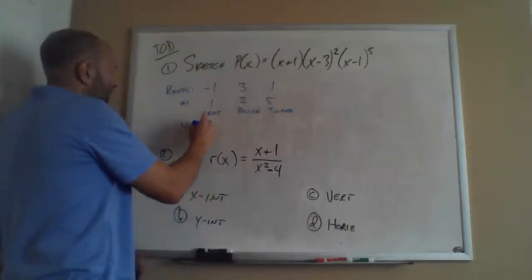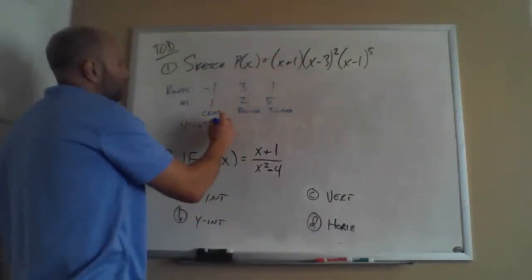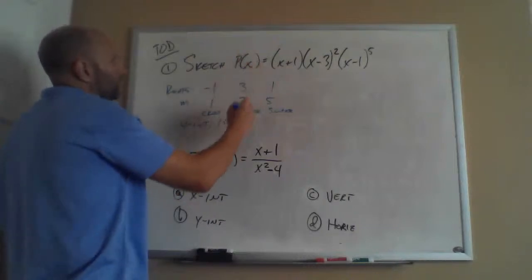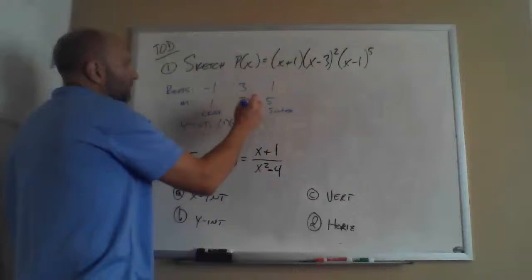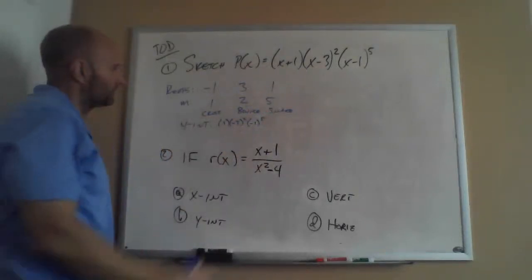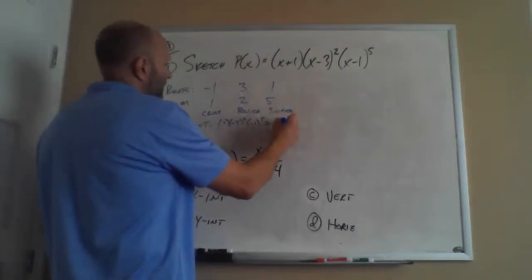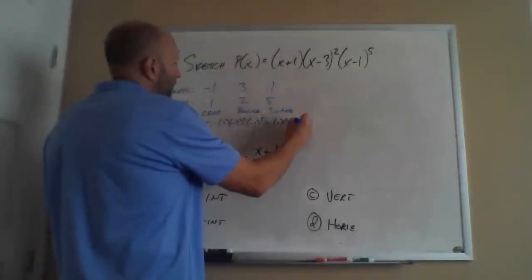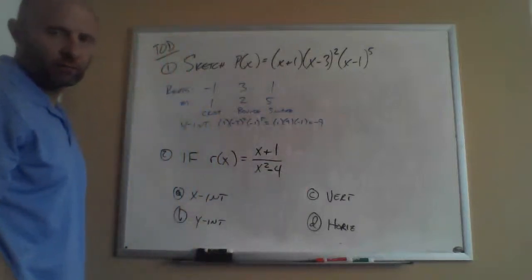The y-intercept, if I plug in 0, I get 0 plus 1 is 1. 0 minus 3 is -3, that's squared. And 0 minus 1, so -1 to the 5th. So this is 1 times 9 times -1. So -9 is my y-intercept.